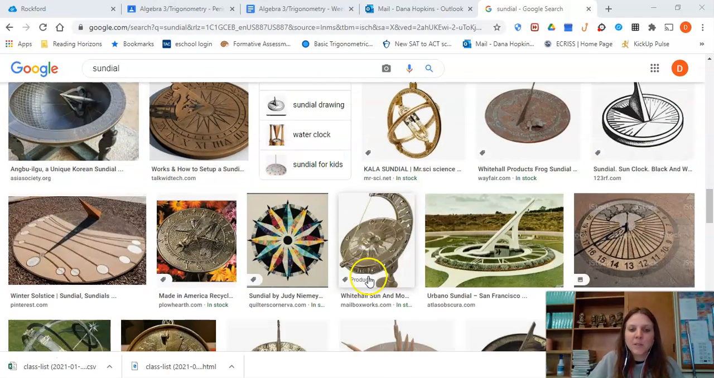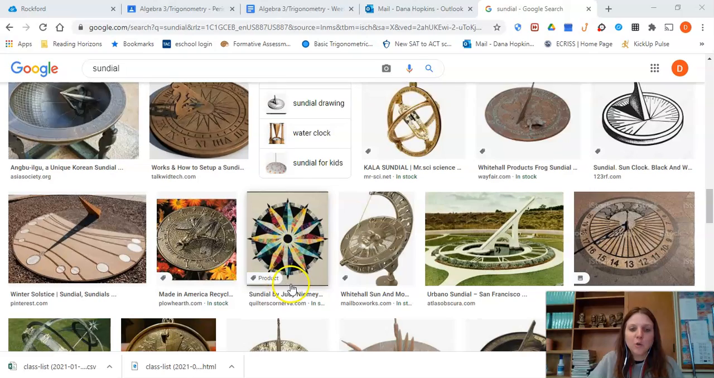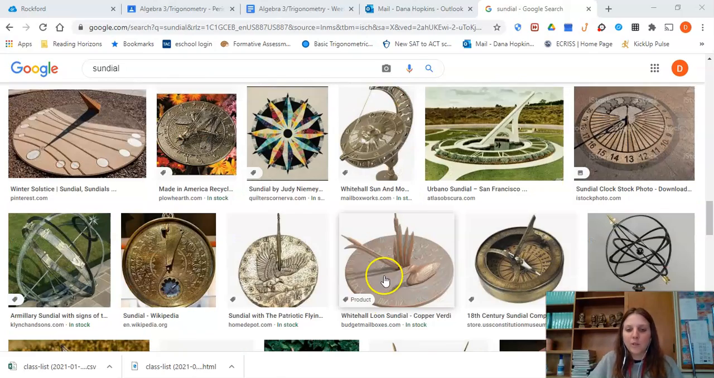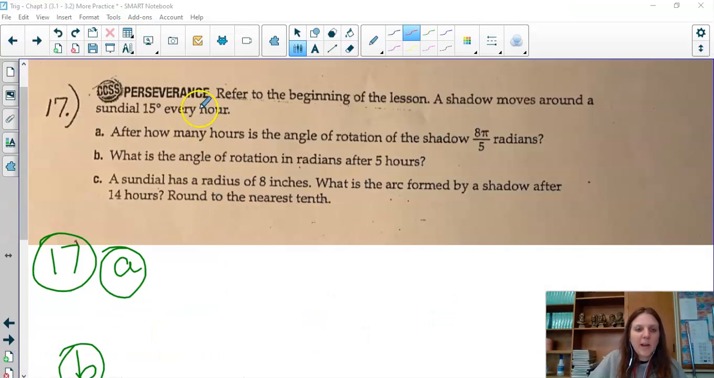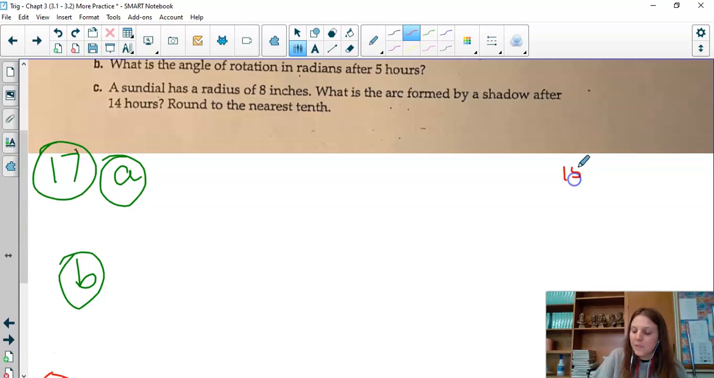And you can kind of predict what time of the day it is using this old-fashioned method. So we have a sundial that has a shadow, moves around every 15 degrees every hour. So what that's saying is if you are going 15 degrees, then you've moved 1 hour from whatever time you're starting at. If you start at 12, that means it's 1 o'clock.